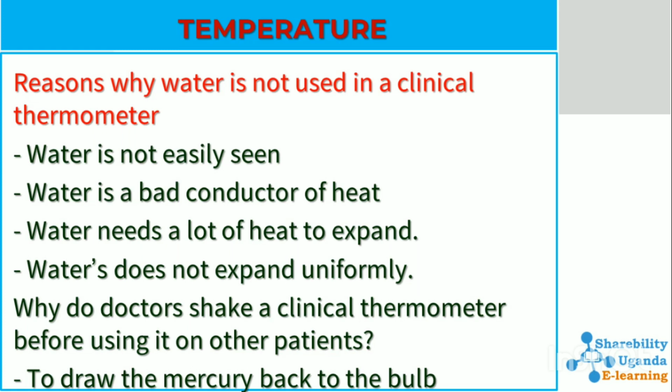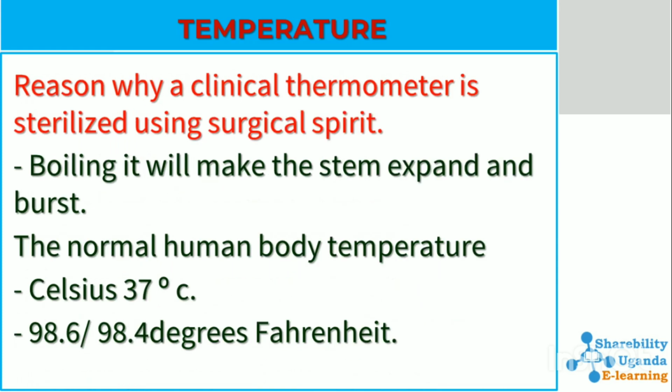Doctors shake clinical thermometers before using them on patients to draw mercury back into the bulb so that it starts to expand afresh. Clinical thermometers are sterilized using surgical spirit, because boiling them will make the stem expand and at times burst. The normal body temperature is 37 degrees centigrade or Celsius, or 98.6 or 98.4 degrees Fahrenheit on the Fahrenheit scale.